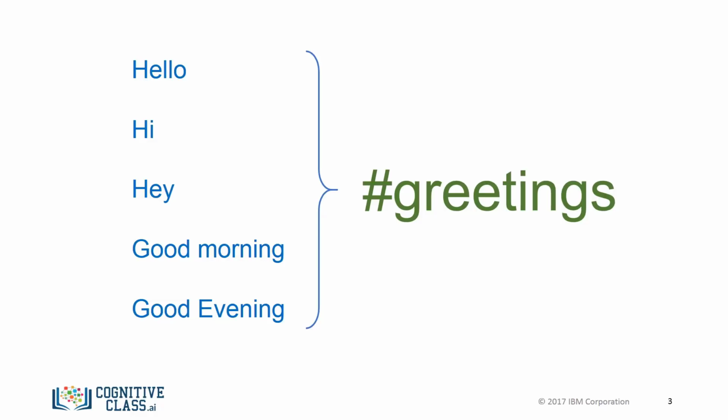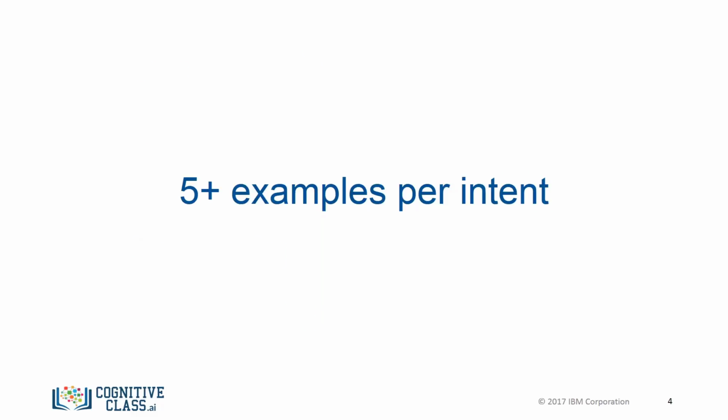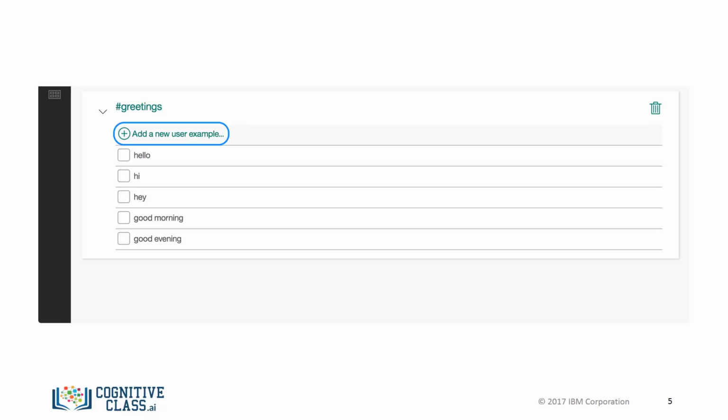Examples for this intent might be hello, hi, good morning, and good evening. It is recommended that we specify at least 5 examples for each intent that we define. The more examples you provide, the better Watson will be at understanding the specific intent. The good news is that you're not stuck with the initial examples that you picked. You could always go back and add, edit, or delete examples for a given intent.